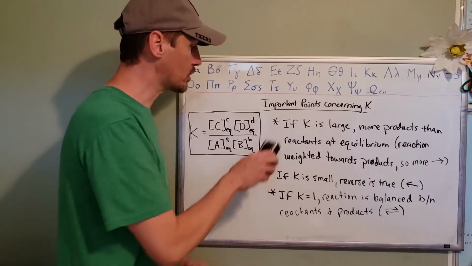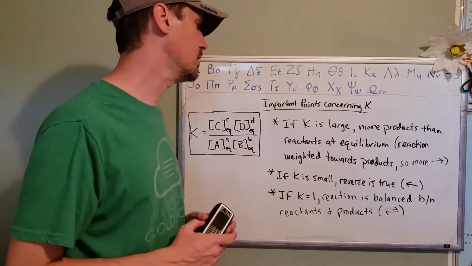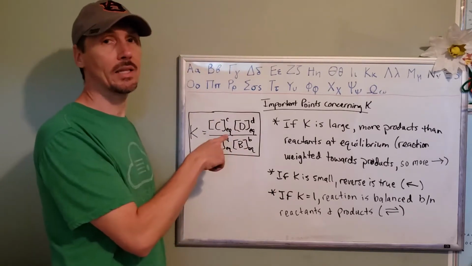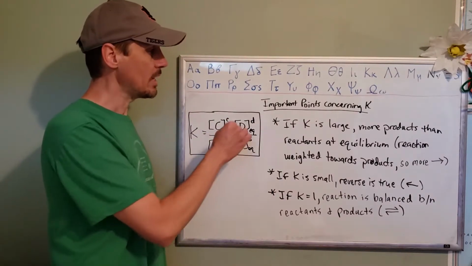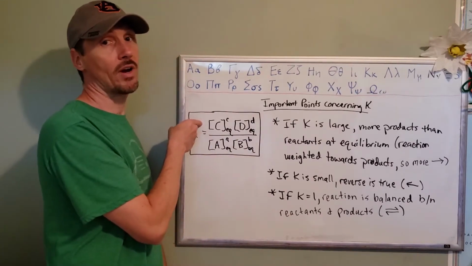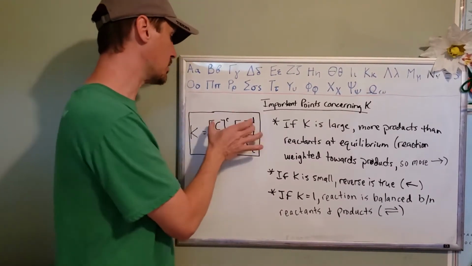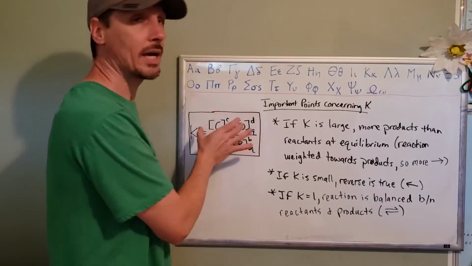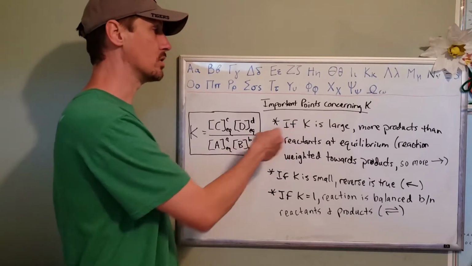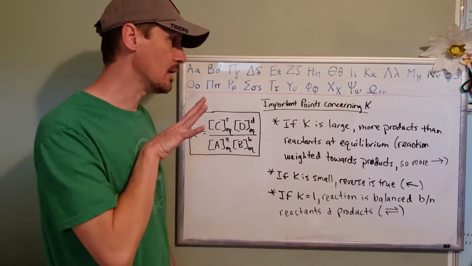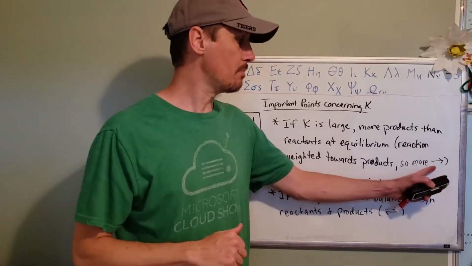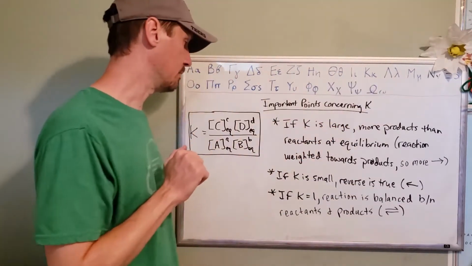And so just want to make sure that you make a note of this. These are important points. If K is large, and these make sense just by looking at the equilibrium constant equation, right? If K is large, what does that mean? It means this number on top of this fraction is really big, right? So it means the concentration of the products is really high. So there's more products than reactants if K is large. And so in that case, the reaction is going to be weighted towards the products. In other words, the reaction is going to be going more in the forward direction, okay?